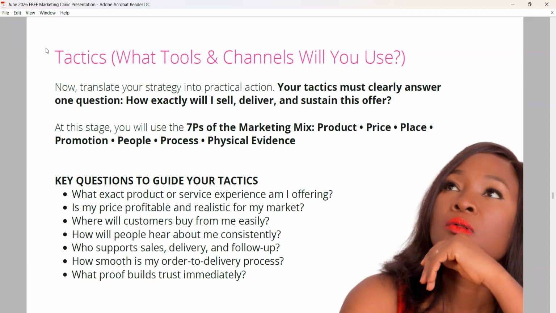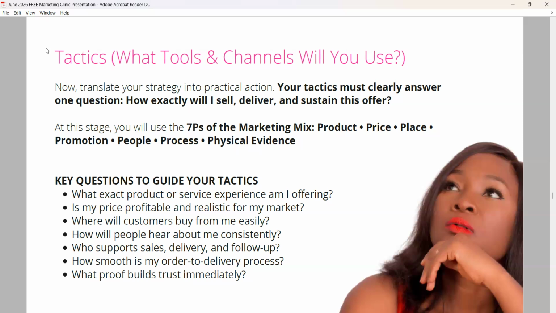How exactly will I sell? How exactly will I deliver? How exactly will I sustain this offer? At this stage, you will be using another framework. You'll be using the 7 P's of marketing: product, price, place, promotion, people, process, and physical evidence. This is where you ask yourself some of the questions I'm going to read out that will guide your tactics.